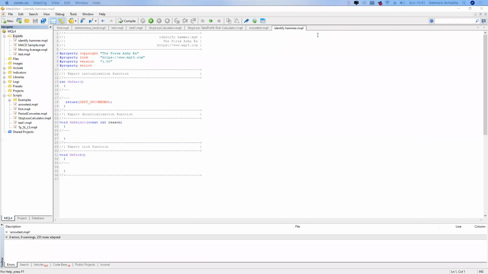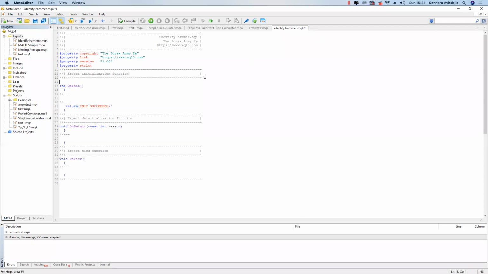How's it going, everybody? The Forex Army EA here, and today we're going to try to make a new EA. Yesterday was just a script, today is going to be an actual EA. Today what we're going to try to do is identify hammers on the chart, if they're available.